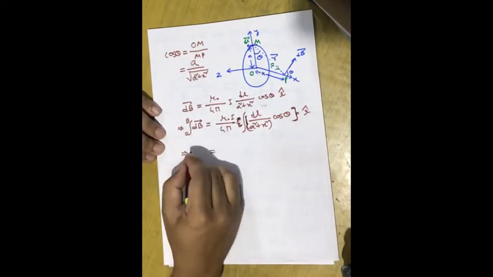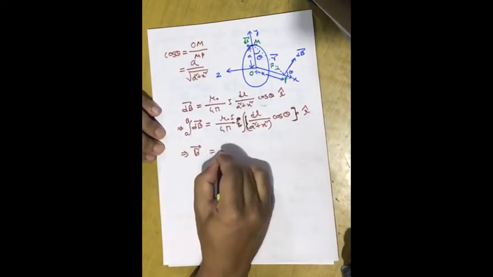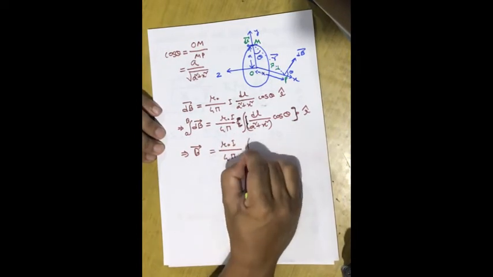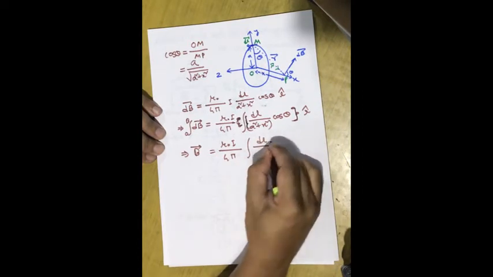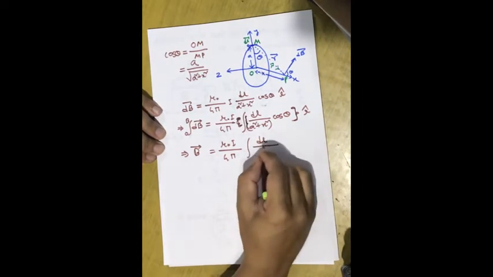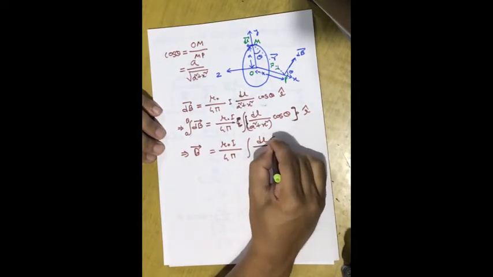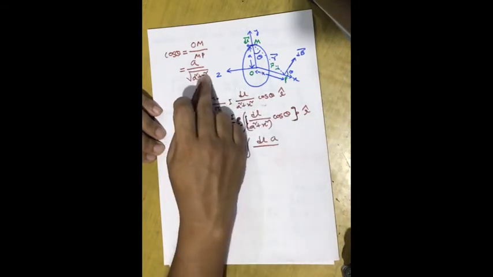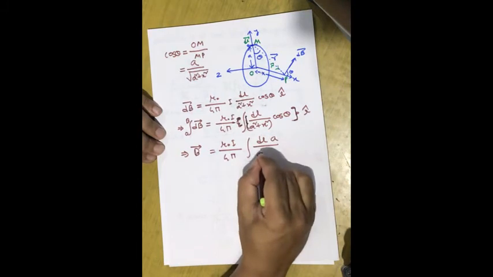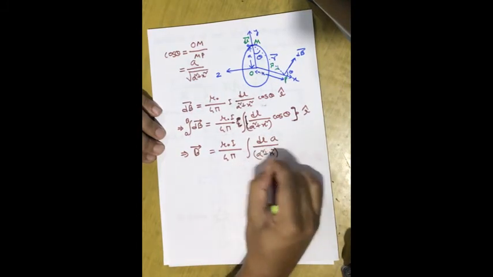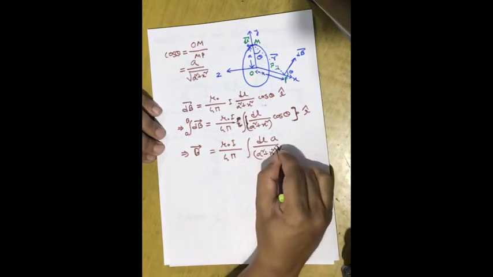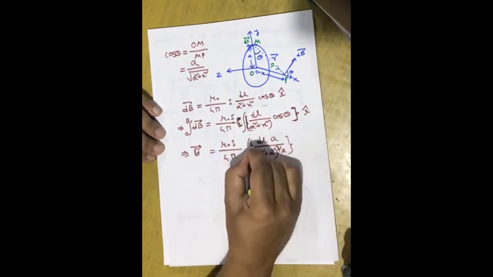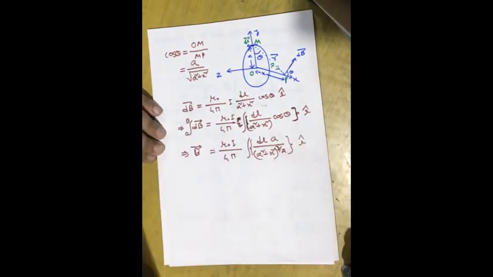We'll get the integral from 0 to B of dB, we'll get only the B vector, mu naught I divided by 4 pi, dl cos theta. Putting the value of cos theta as a in the numerator, and in the denominator a square plus x square multiplied by a square plus x square to the power half. So finally we'll get a square plus x square to the power 3 by 2. This whole will be in the direction of i cap.